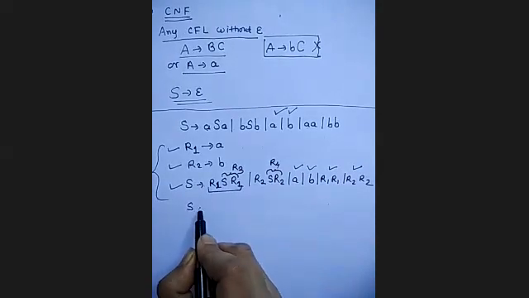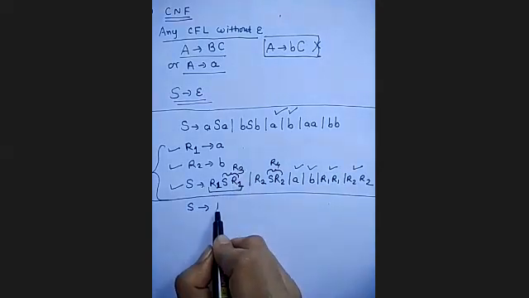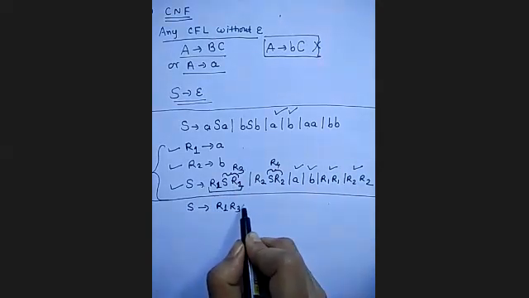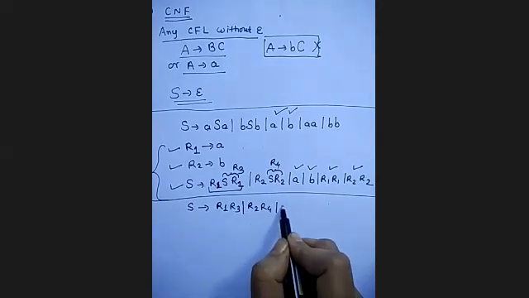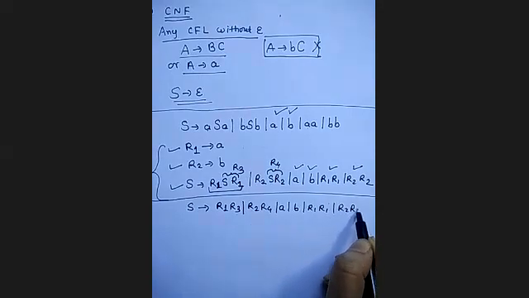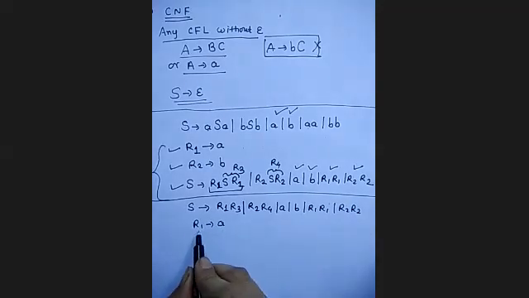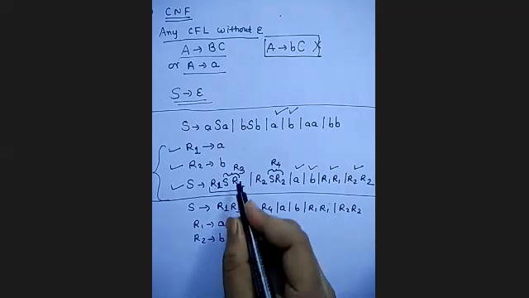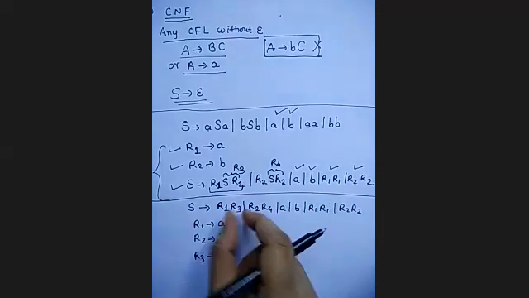So let us write the final grammar now. Okay. So S gives what? SR1 is replaced by R3. So this becomes R1, R3. This is replaced by R4. So this becomes R2, R4. These are as it is: A, B, or R1, R1, or R2, R2. And then R1 we have already added. R1 derives A, R2 derives B, and R3, which we just added, derives S, R1.